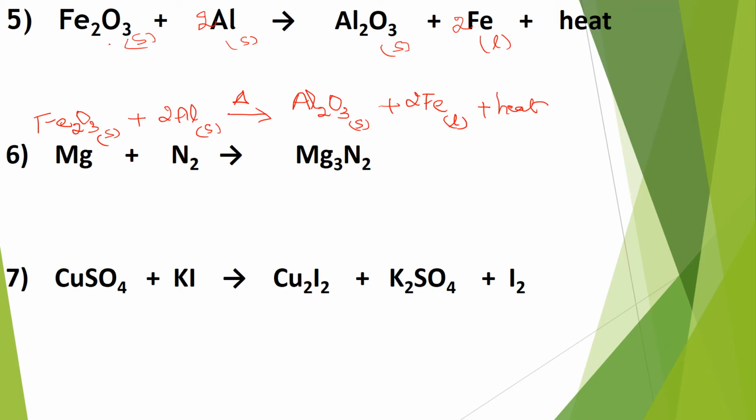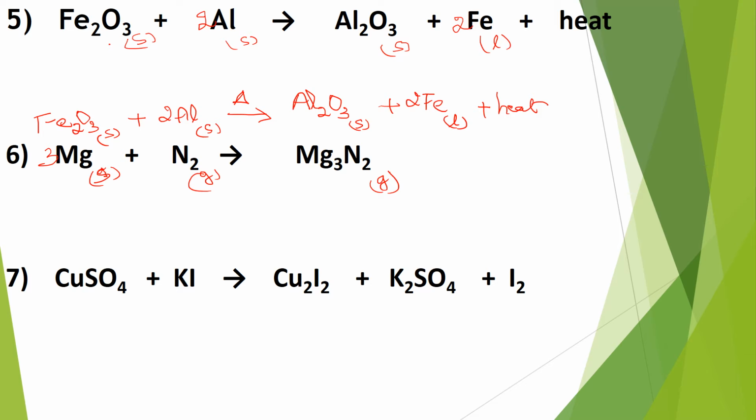Okay, now the next example is magnesium. When it is burnt in the atmosphere of nitrogen, magnesium nitride is formed. Now this becomes very easy. You see, only magnesium is not balanced. Here Mg3 means in front of Mg you need to write a 3, and let us write the physical state symbols. Nitrogen is a gas and this is again a gas. So magnesium nitride.